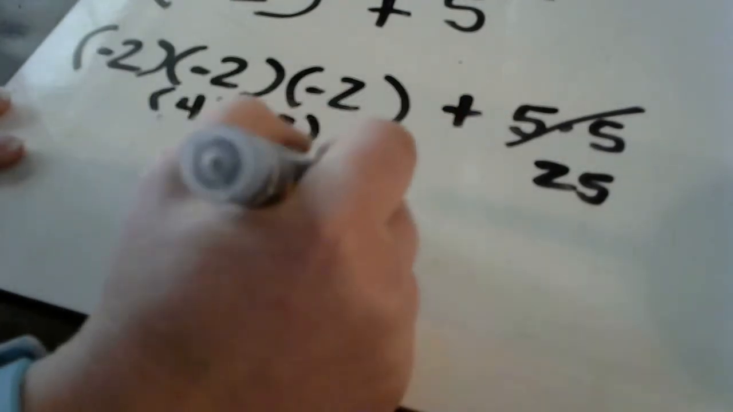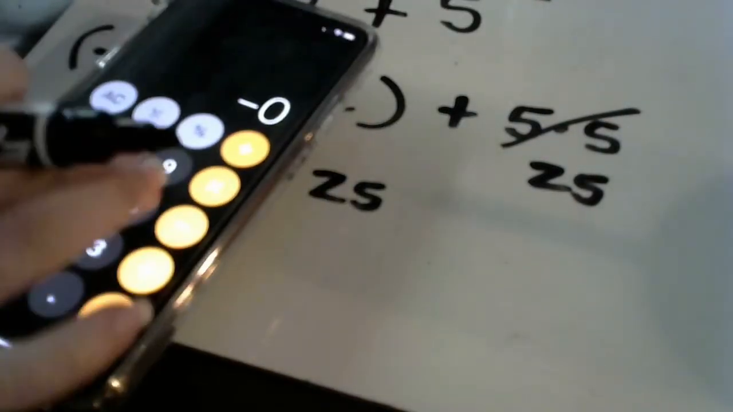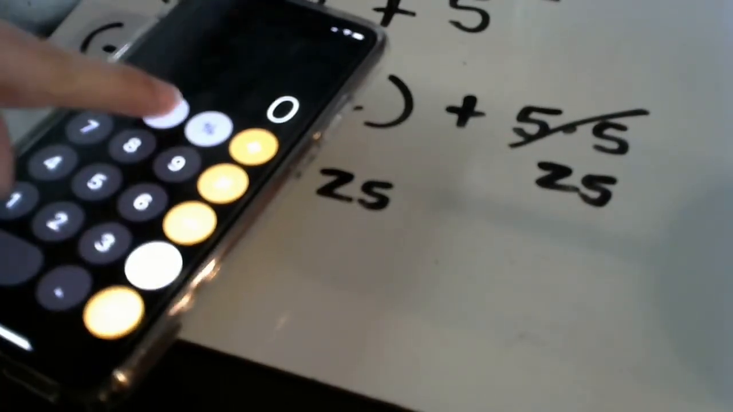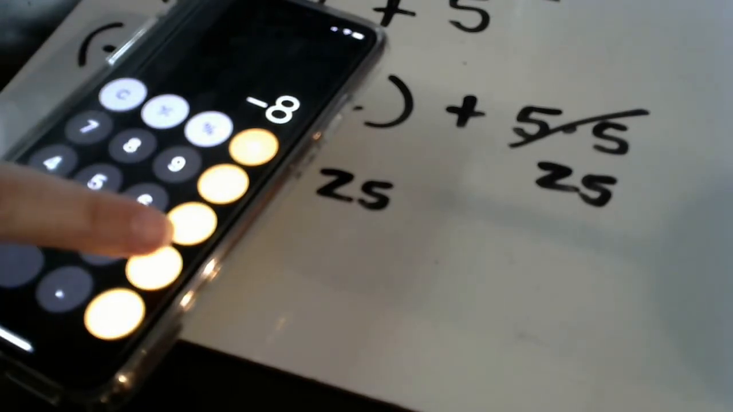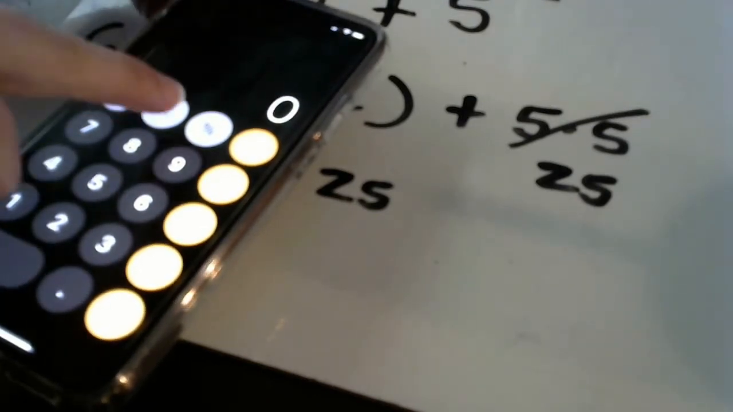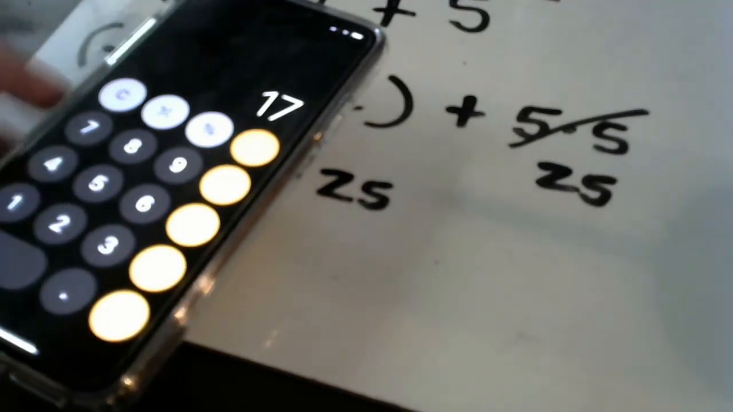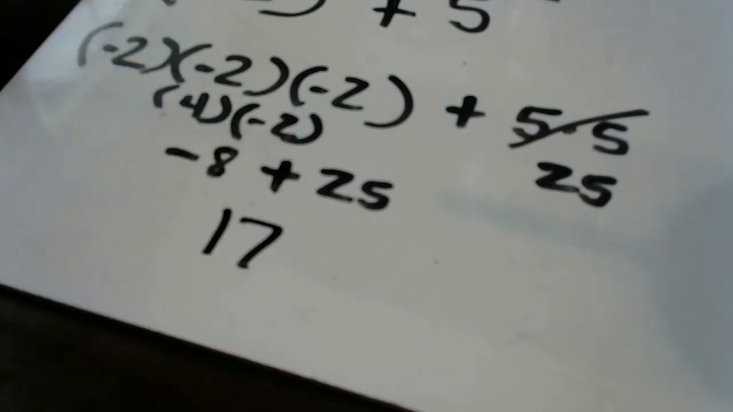And -8 plus 125, if you put that in your calculator, let's see. We got -8 plus 125. -8 plus 125 is 117, okay? All right. One more example. Oh, I'm lying. Yes, no, one more example.